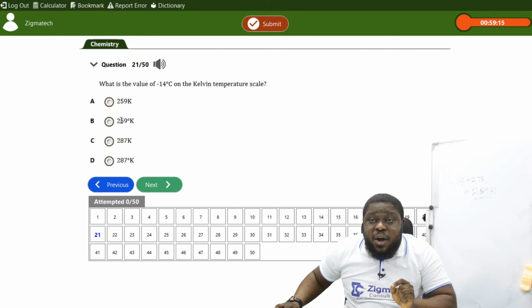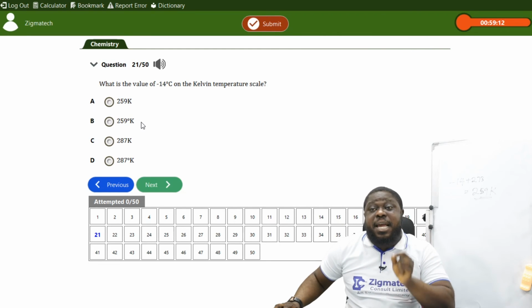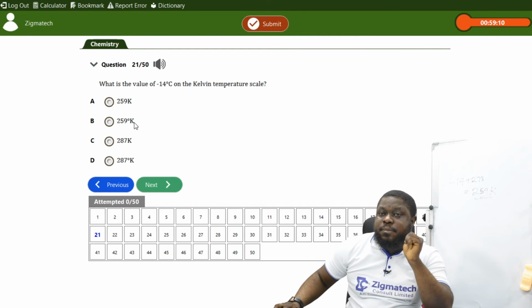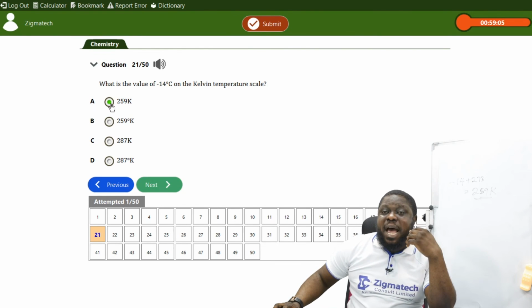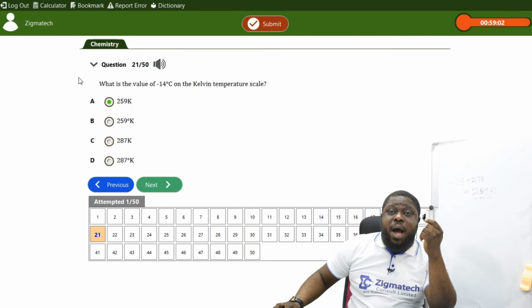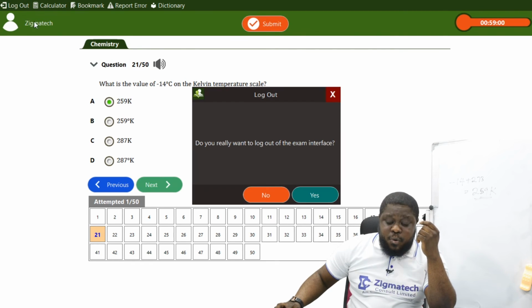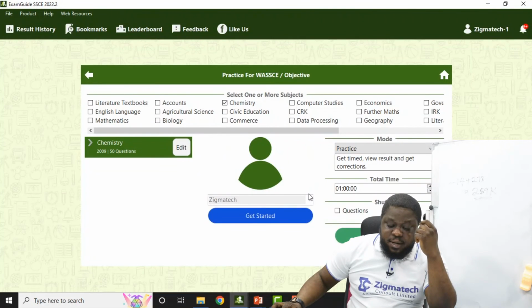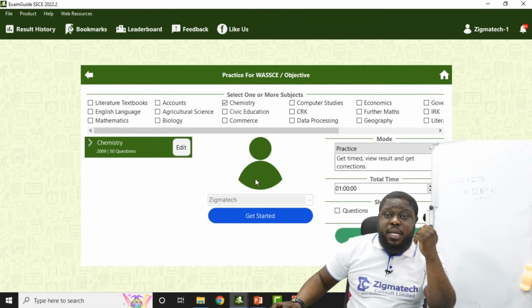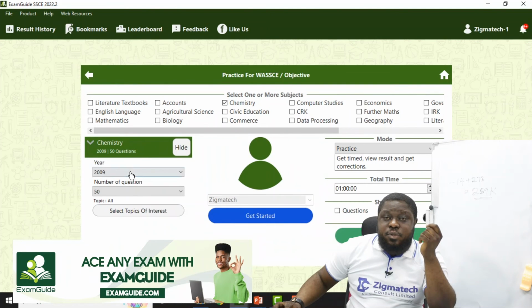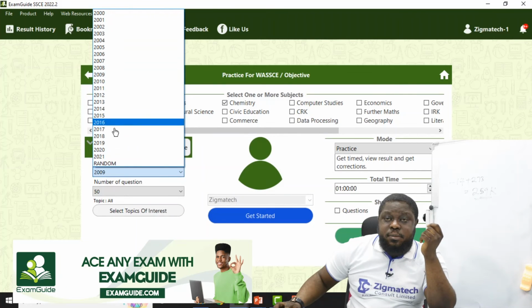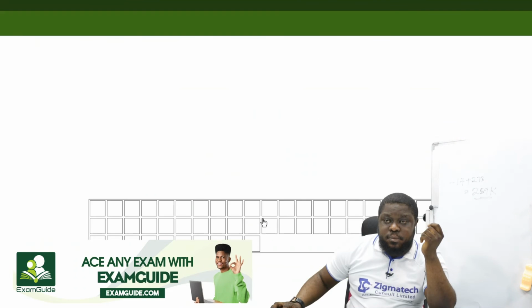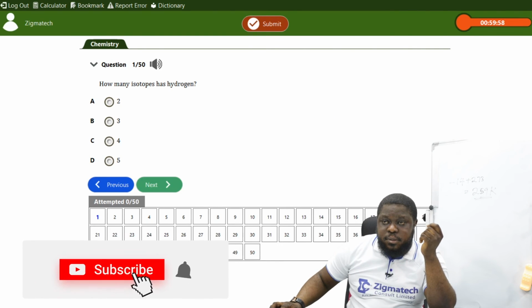The first option says Kelvin, the second one says 259 degree Kelvin. I said in Kelvin, you do not put degrees. Kelvin is Kelvin. So the answer is A, 259 Kelvin. Now our second question is 2011, question 13.